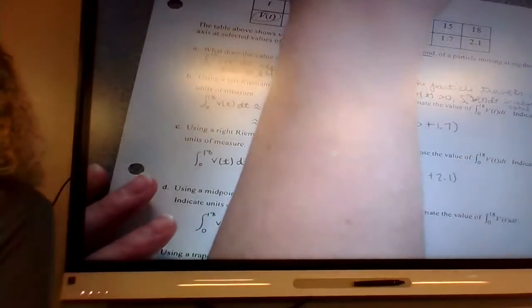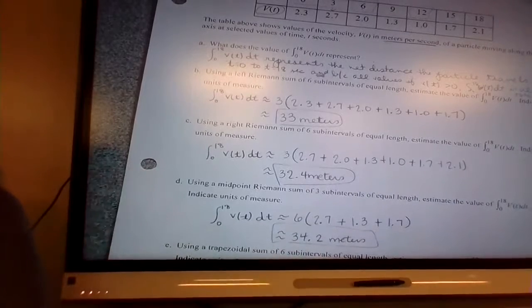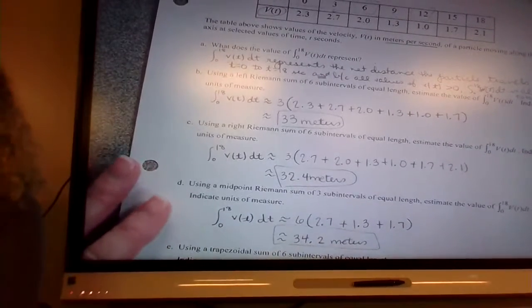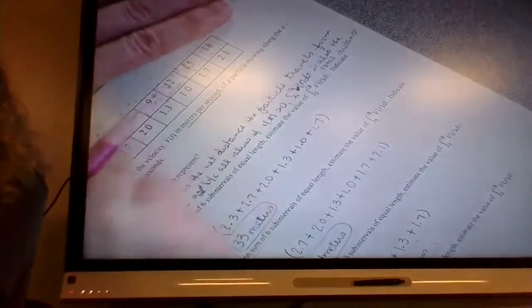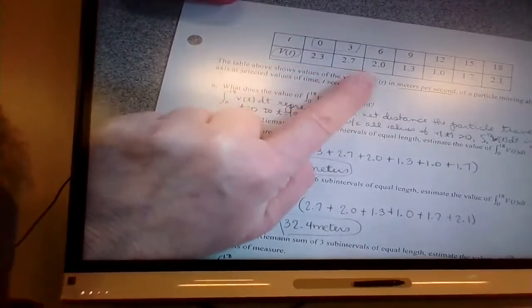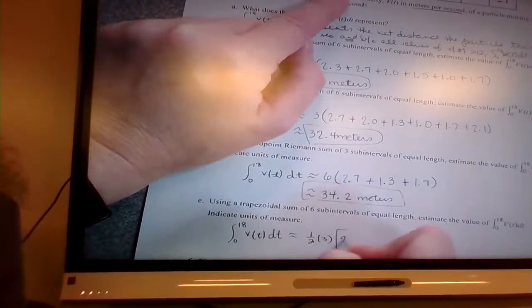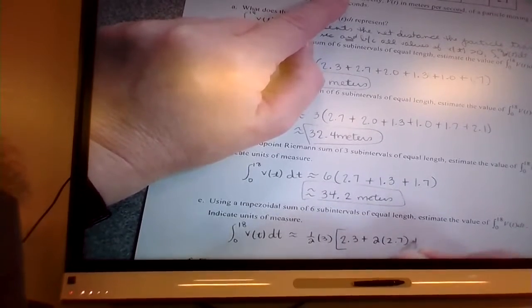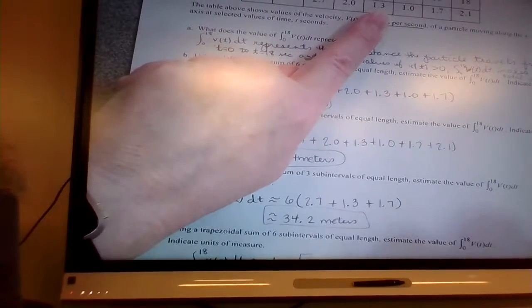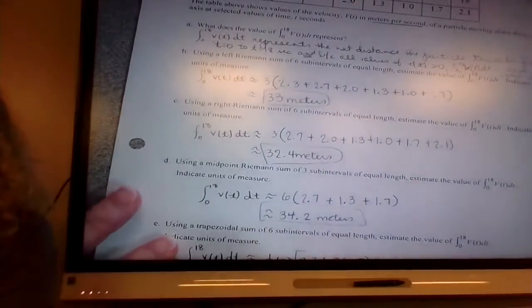Oh my gosh, trapezoidal, come on. How many do you have to do? All right, so from 0 to 18, v of t dt, how many? 6 subintervals. So it's going to be 1/2 times the height. The height's going to be 3. And then you just have to add up the ends. So if I'm doing trapezoidal 6, 2.3 and 2.7 are the ends. But then 2.7 is going to be the end of this one too. So that's going to be 2.3 plus 2 2.7s plus 2 2.0s plus 2 1.3s plus 2 1.0s plus 2 1.7s, but just 1 2.1 because it doesn't get put into that mix.